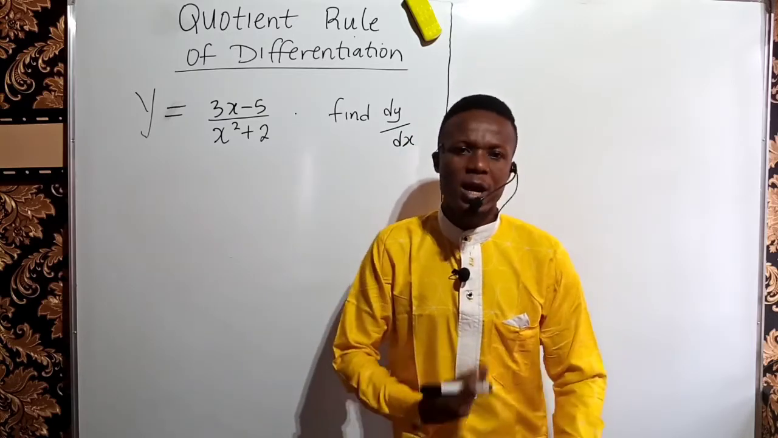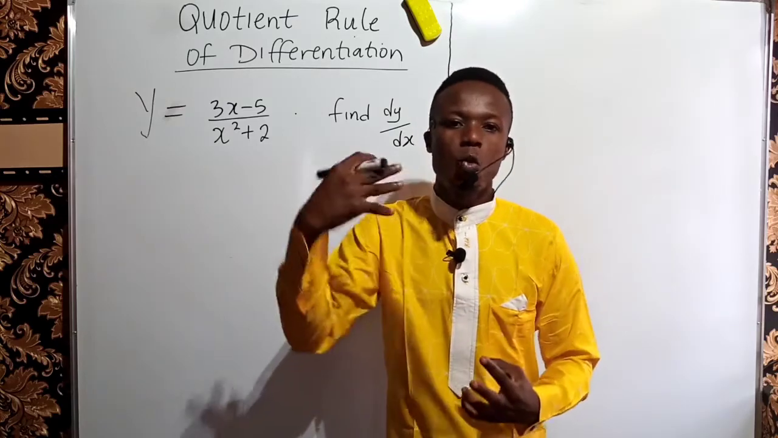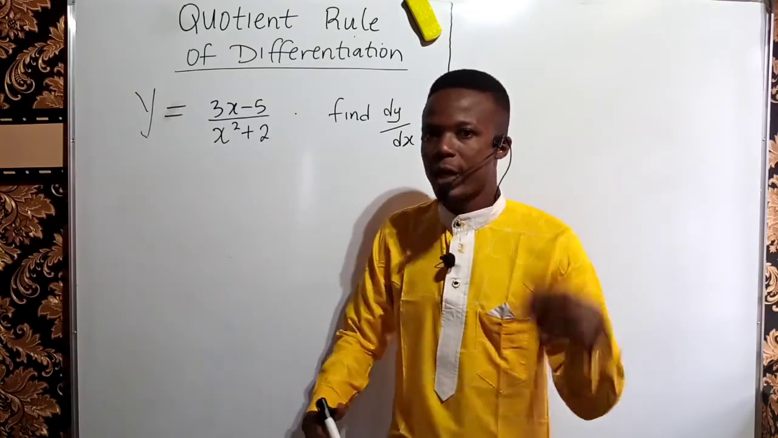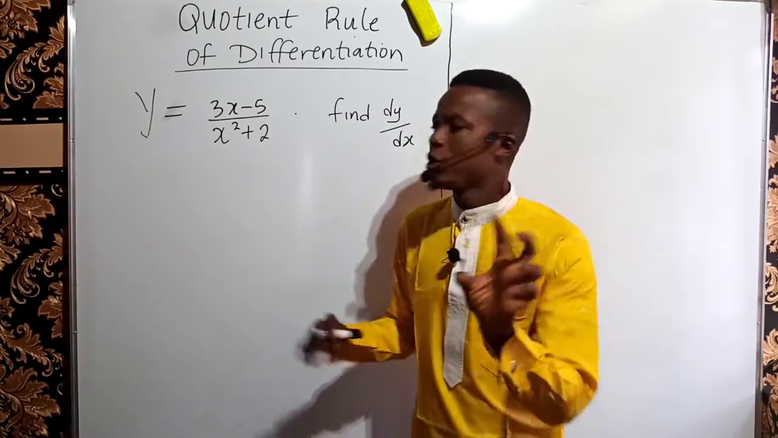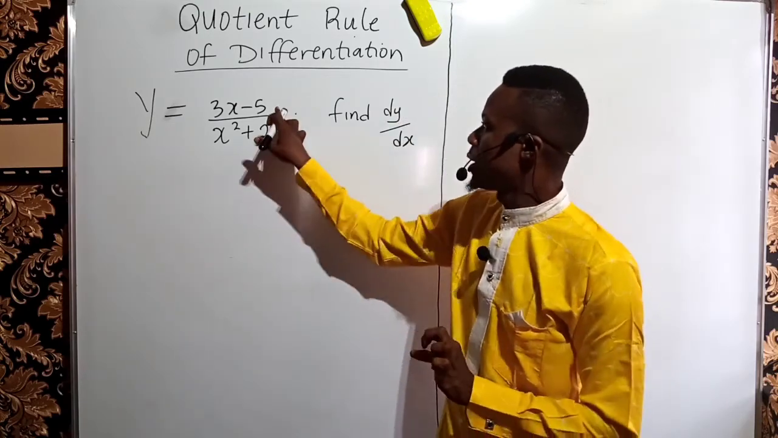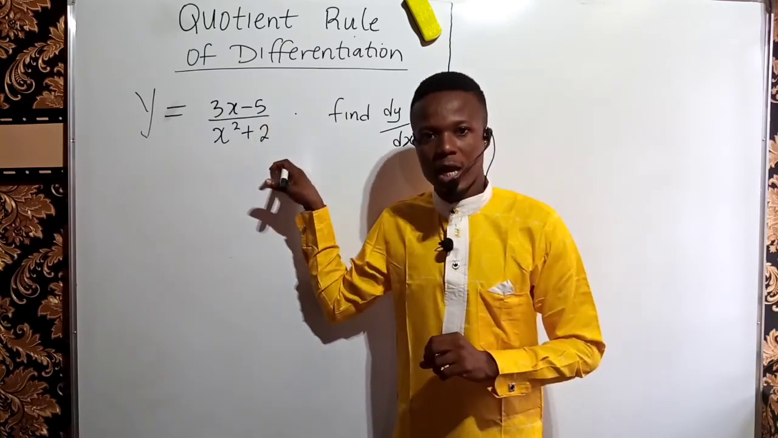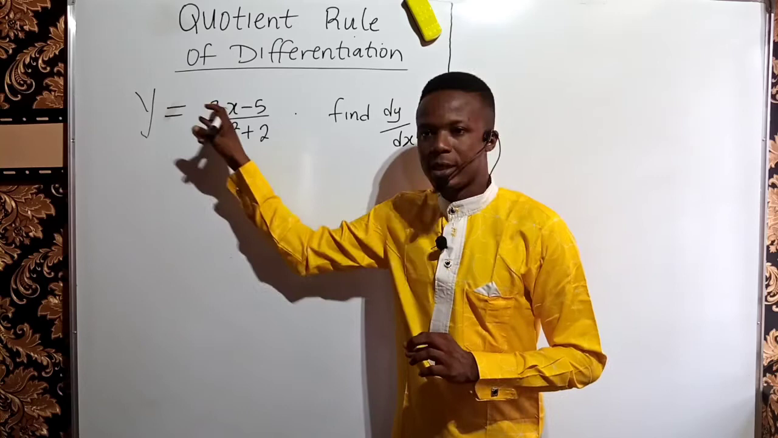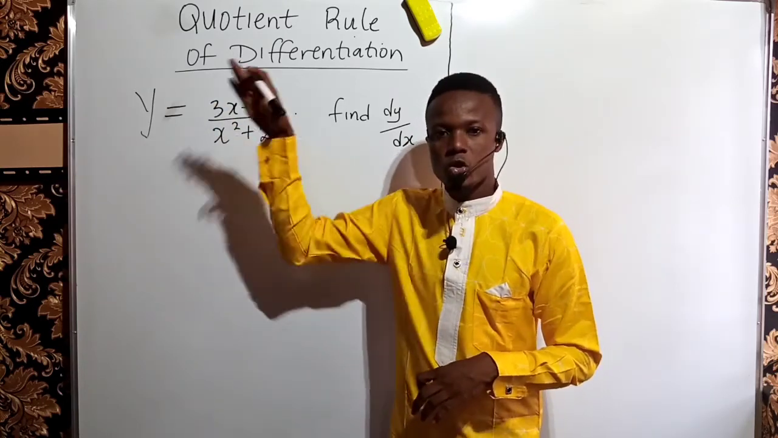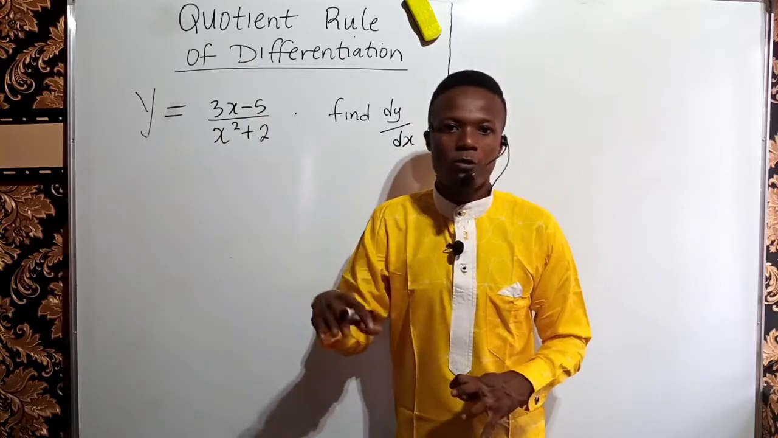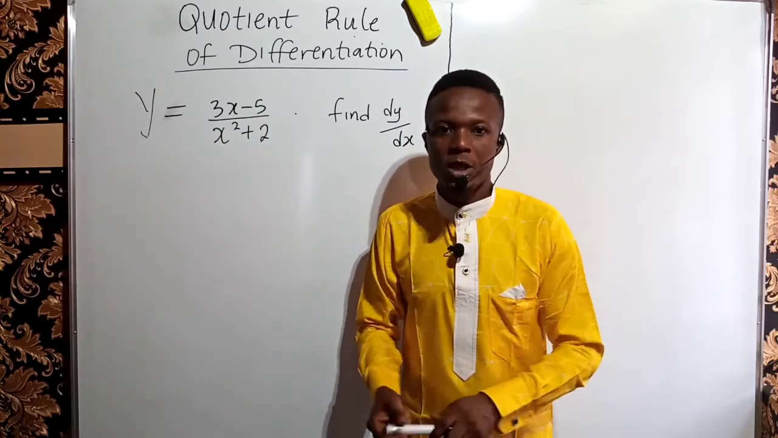Remember, in your primary and secondary school classes, you were told that a quotient is the result you get after division. Therefore, whenever you see a function that looks as if one term or expression is dividing the other, you now know that this is a quotient because it's a fraction. Since it's a fraction, you should now employ the quotient rule. So we'll use the quotient rule to differentiate this.